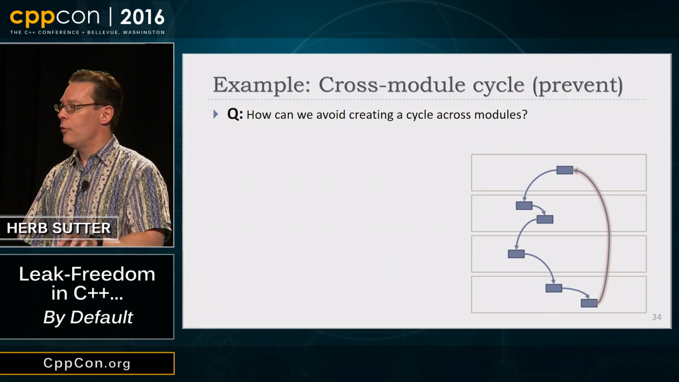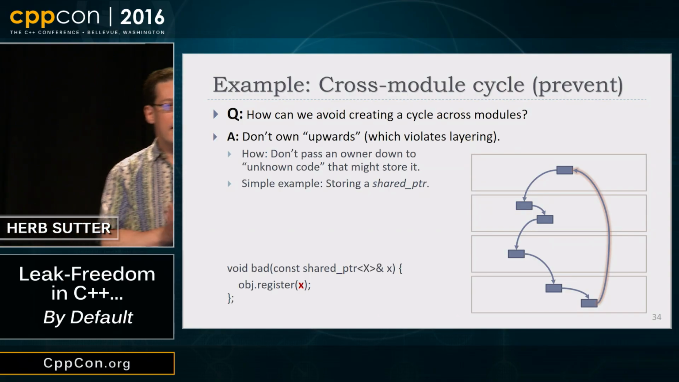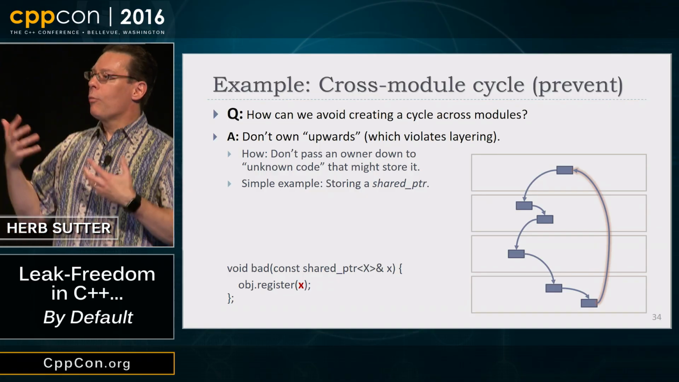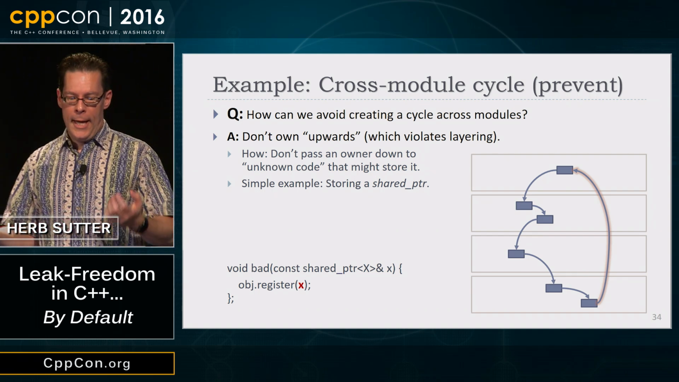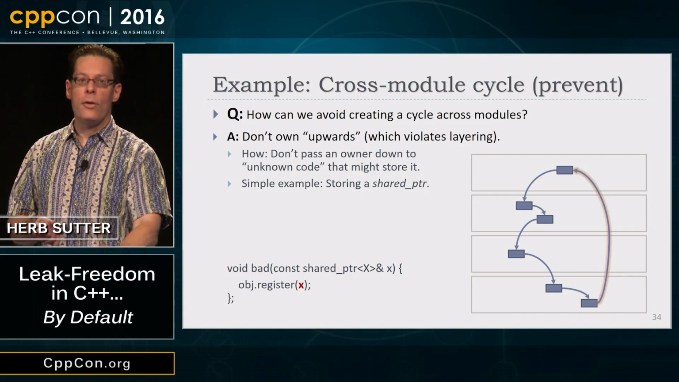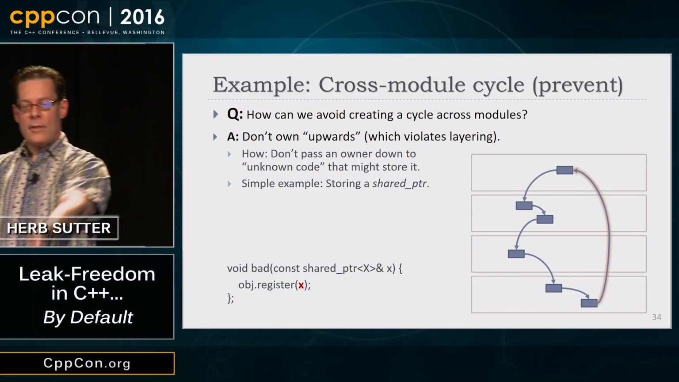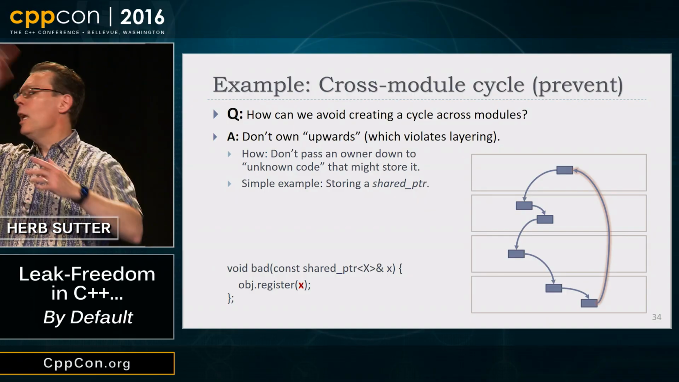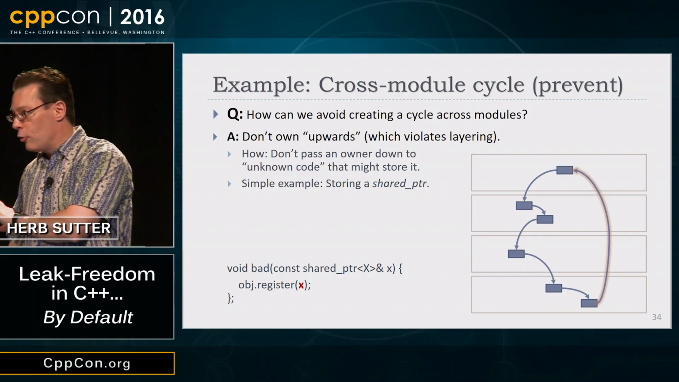But now let's talk about how not to do it, because all of us have been in the situation where we've accidentally written this. The key is don't have that red edge. Don't own upward. Now, this violates layering, so already we should be warming up to this idea and realize, oh yeah, this is a software engineering best practice. How do we do it? Don't pass an owner down to unknown code that might store it. Unknown meaning you don't know if it might store it or not. Because if you're passing down a strong owner and it only uses it for the scope of the function call, that's nice and nested scoped, it's going to return, you're not going to get that kind of cycle. You can get it with reentrancy, but it's much, much rarer.